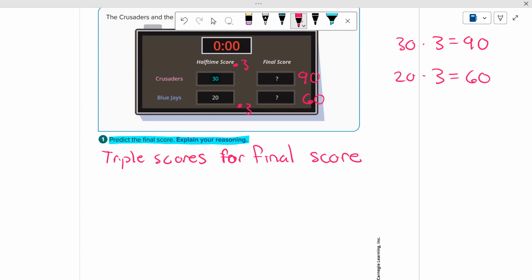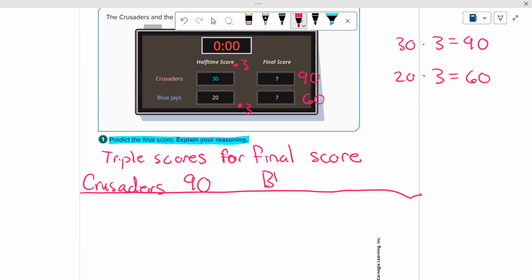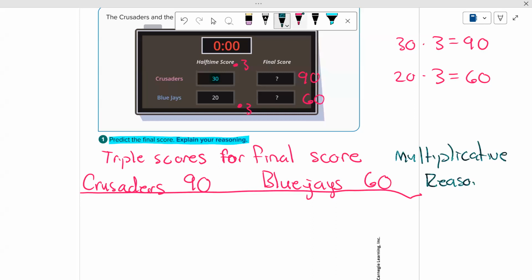That's what Mr. Christian is predicting. So what I want you to do is I'm going to draw a giant little bar right here. Triple scores for final score, which means the Crusaders will have 90. Blue Jays will have 60. I used multiplicative reasoning. So that's what Mr. Christian predicts.